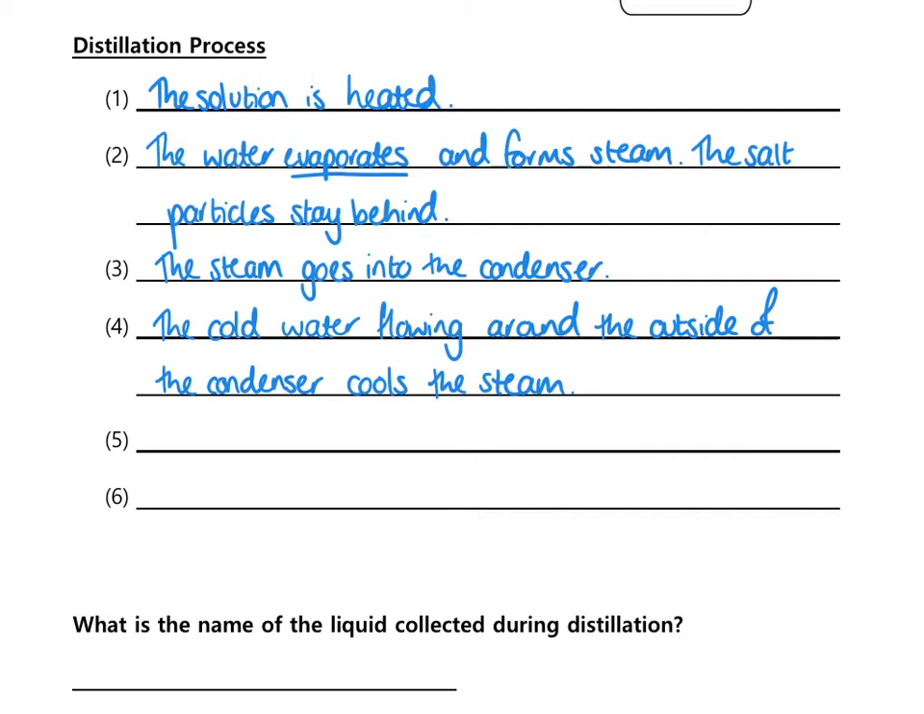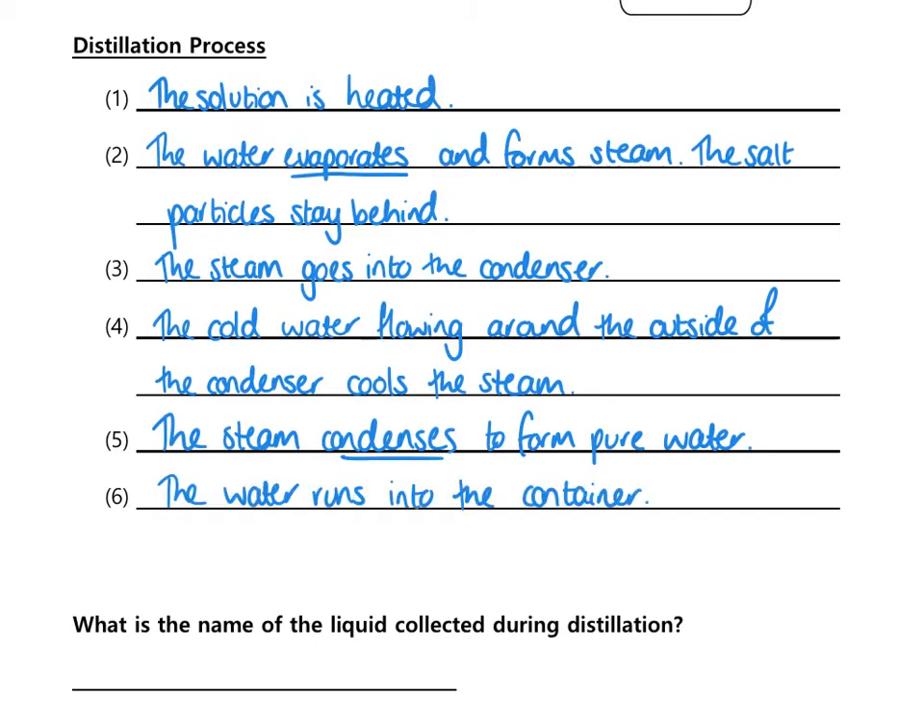Once the steam is in the condenser, what happens next? Well, the cold water flowing around the outside of the condenser will cool the steam. What then happens next? At this stage, the steam, as it cools down, will condense to form pure water, so it changes back from a gas into a liquid again. And then the water will run into the container that you're collecting it in. So make sure those are in the correct step and change any that you need to.